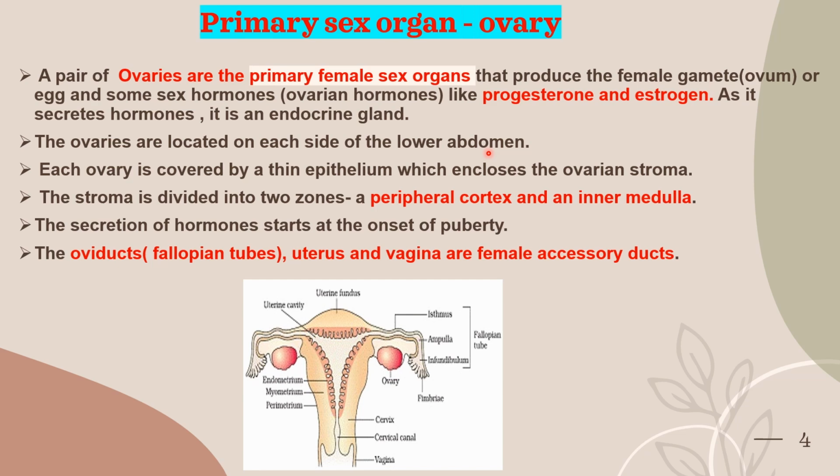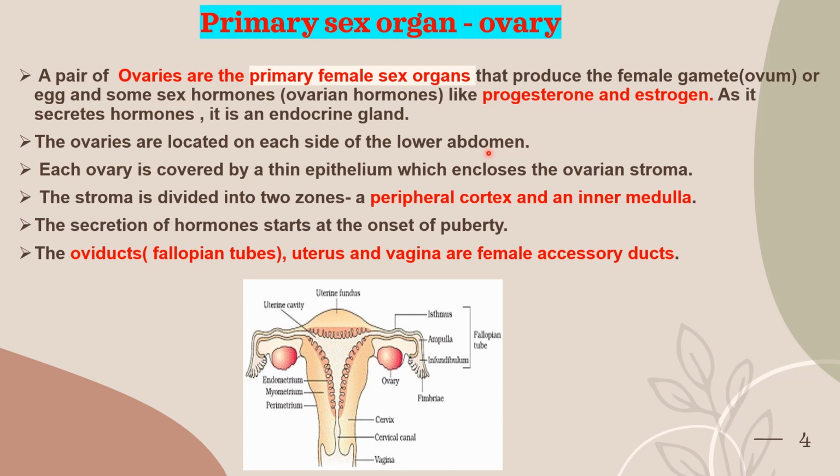You have a pair of ovaries, which are the primary female organs that produce the female gamete, which you call the egg or the ovum, and the ovary secretes certain hormones. What do you call the hormones? You call them ovarian hormones, like progesterone and estrogen. And where are these ovaries located? They are located on each side of the lower abdomen.